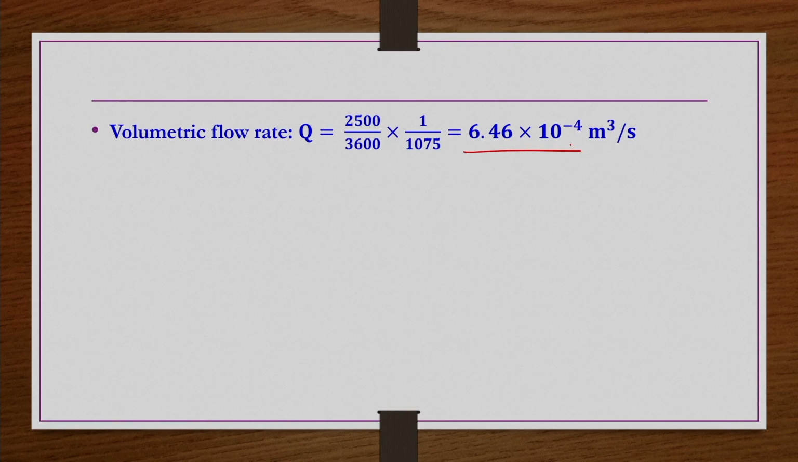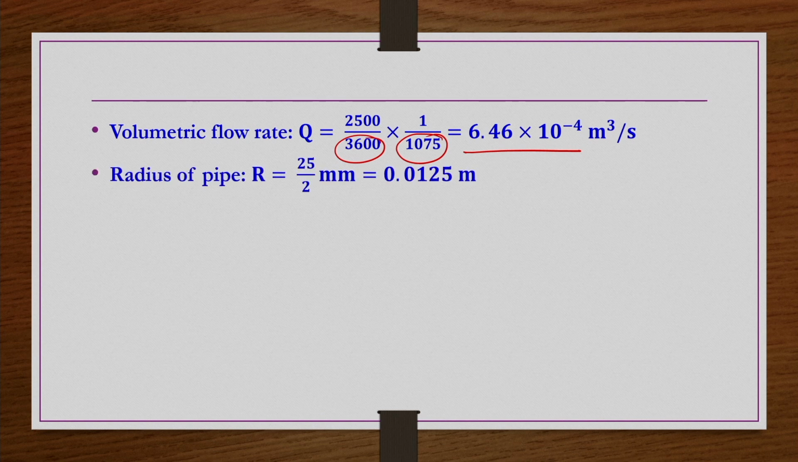Very simple, straightforward calculations. Actually, the Q versus minus delta P relation we have already developed. So, m dot is given, density is also given. m dot divided by density gives the Q value. m dot is 2500 kg per hour, so we divide by 3600 seconds, and then divide by density 1075 kg per meter cube. Then the volumetric flow rate you get is 6.46 multiplied by 10 power minus 4 meter cube per second.